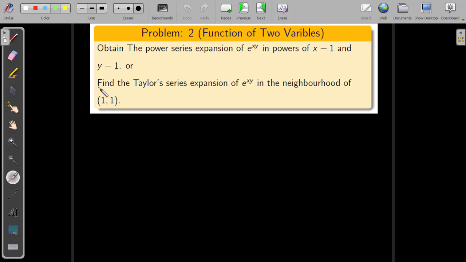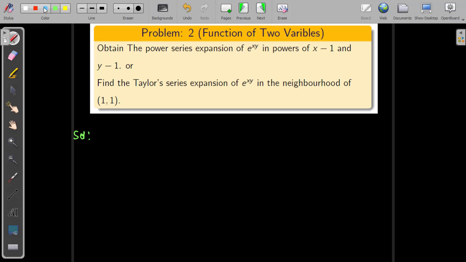Or they may ask directly like this: find the Taylor series expansion of e to the power of xy in the neighborhood of (1, 1), or about the point (1, 1), or around the point (1, 1). So it may be asked like that, with (1, 1) in this case. So first, let's start the solution.